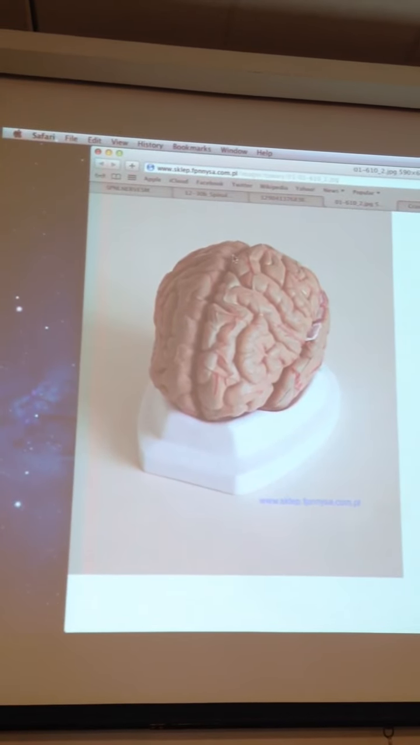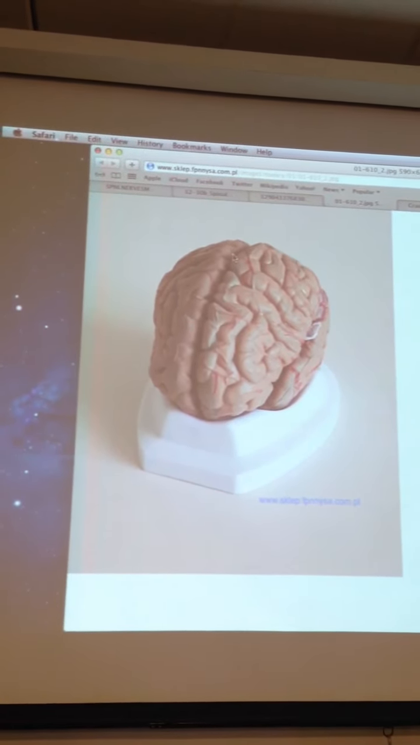All right, any questions about this section of information on a brain model?